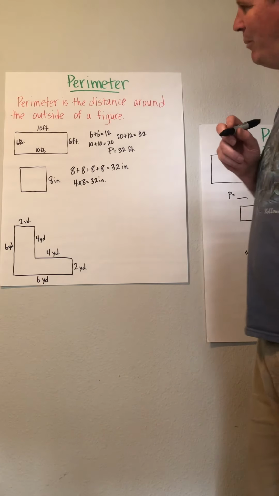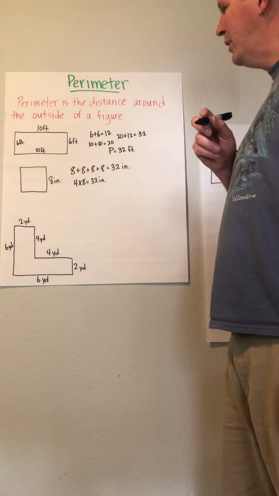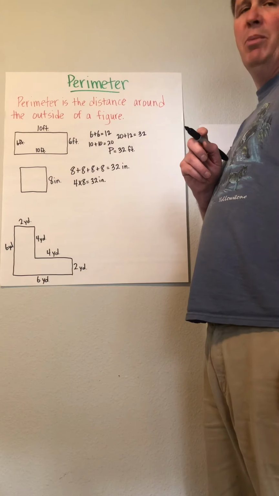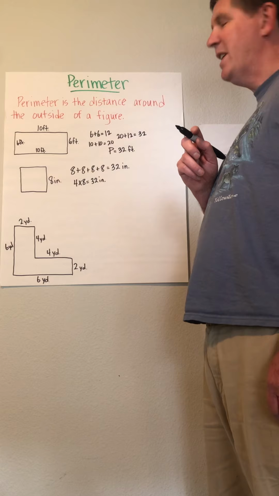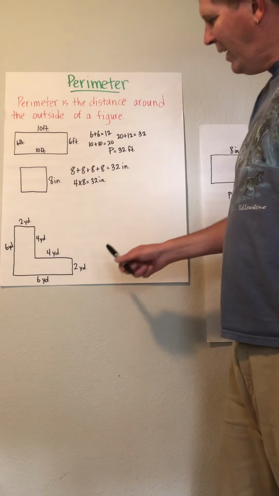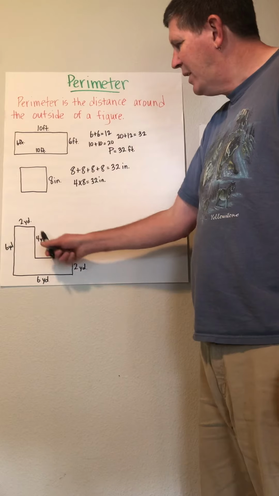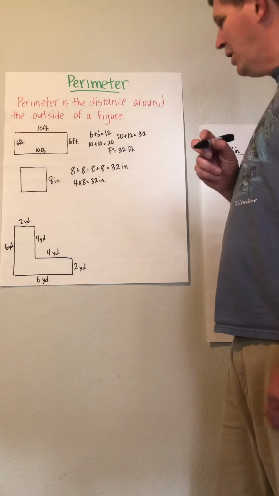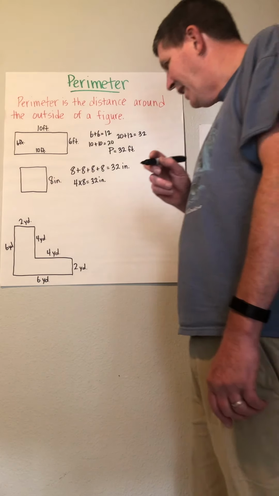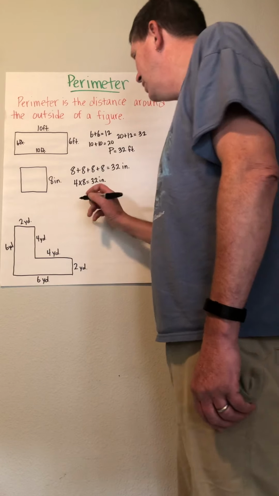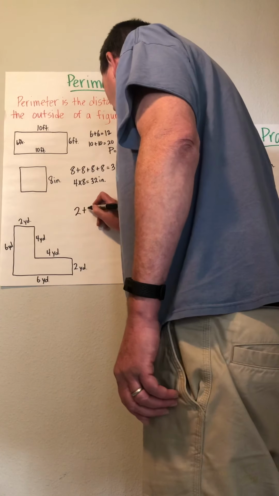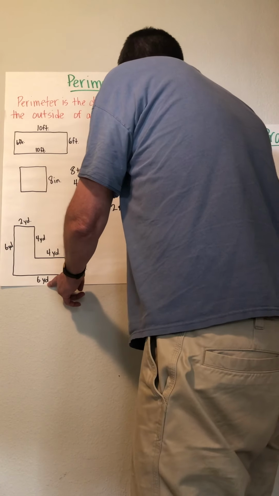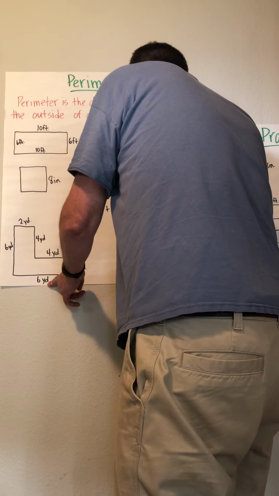Now let's look at something that's not a rectangle. Here we have an L-shaped polygon. Sort of reminds me of the lake where Brian is living. Now I have filled in all of the different sides of this shape so that I can figure out the perimeter. So I just need to add them all together. So 2 plus 4 plus 4 plus 2 plus 6 plus 6.